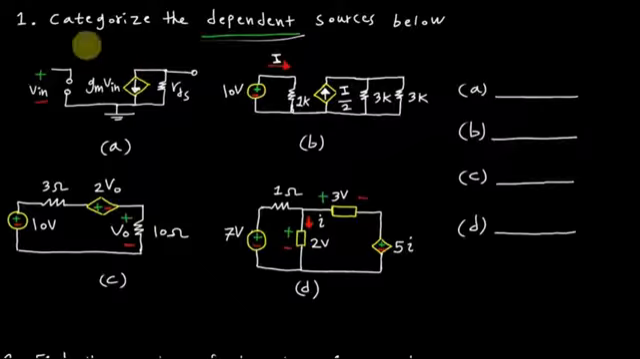So in this case, because we have voltage leading to a current output, or a current quantity, then we will have a voltage controlled current source.